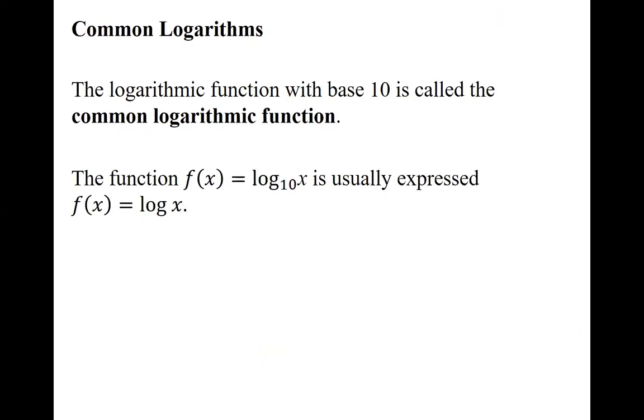We have two special types of logs, two special bases that get their own name. The first is base 10. When we have a log base 10, we have what we call a common logarithm. And common logs, we don't usually write the base. So when we just see log without a base written, it's understood that that's base 10.